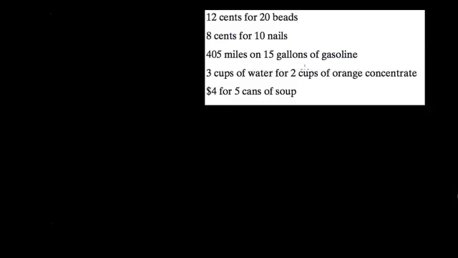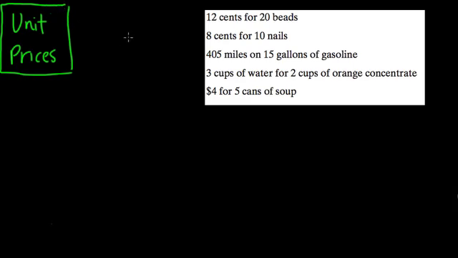Alright, so in this problem, they give us a bunch of prices, and our goal is always the same here. In this video, we're looking at unit prices. So it's our job to turn the prices we're given into unit prices. Now, a unit price just tells you how much something costs for 1 unit. So whatever amount you're buying, you want to know how much one costs, whether it's 1 bead in the first example, or a nail, or a gallon, or a cup, or a can. You want to know how much one will cost.